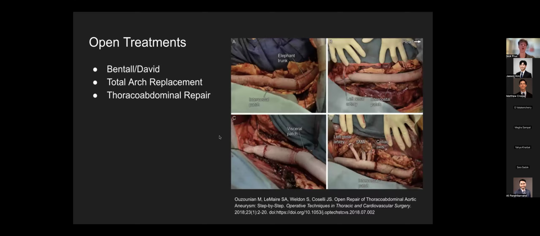There are different open treatments that are used for thoracic and thoracoabdominal aortic aneurysms. So a Bentall David can be used, total arch replacement, thoracoabdominal repair. I wanted to mainly focus on how VIR treats these conditions, but I wanted to just include the different surgical options that are available for these patients.